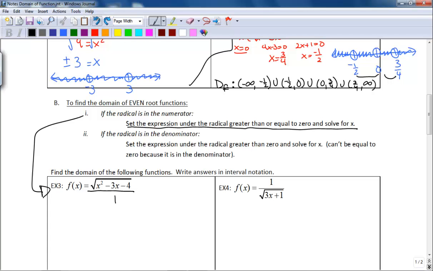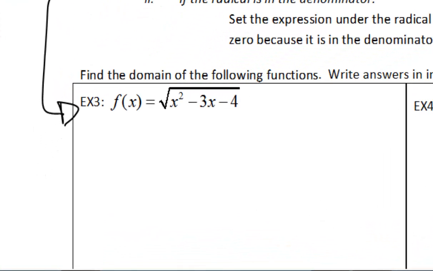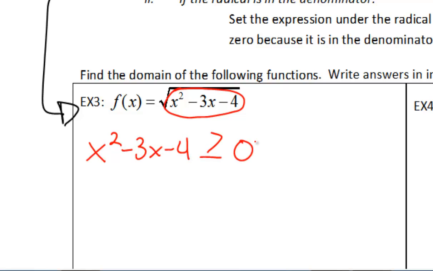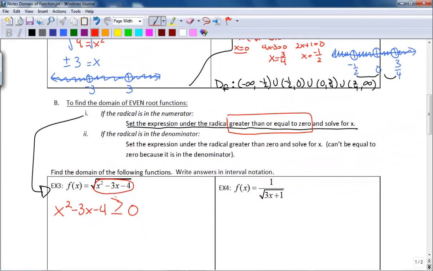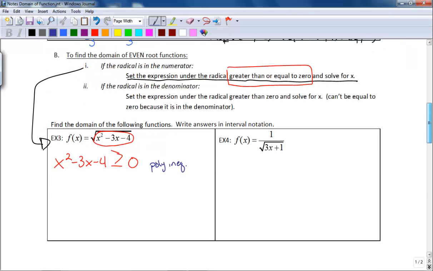So I set the expression under the radical, which is x squared minus 3x minus 4, greater than or equal to 0, and I solve for x. Well, this is a polynomial inequality, and we know how to solve polynomial inequalities. What we do is we graph them.